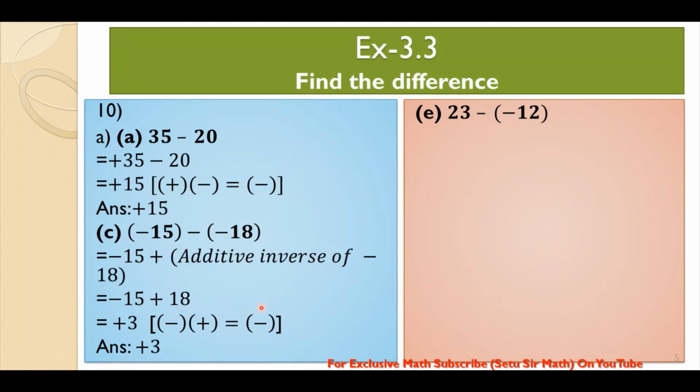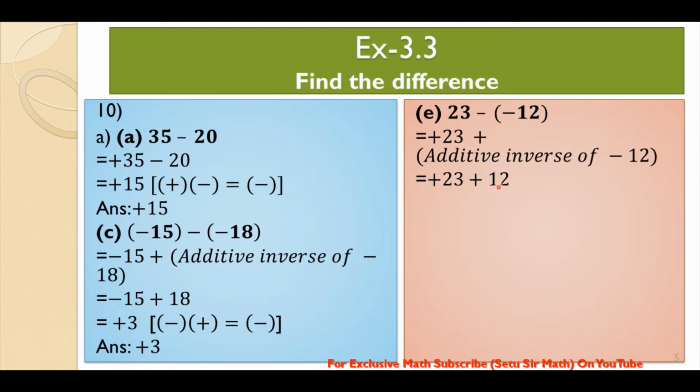Next math, E number, 23 minus 12. So you can do again the same thing like this. Plus 23 plus additive inverse of minus 12, because in here minus and minus. So additive inverse of minus 12, we know that would be plus. So plus 23 and plus 12, we know plus and plus, that would be plus.